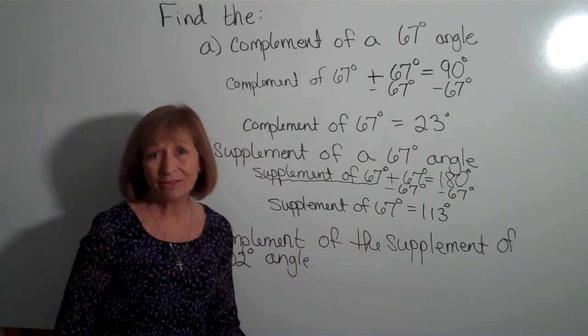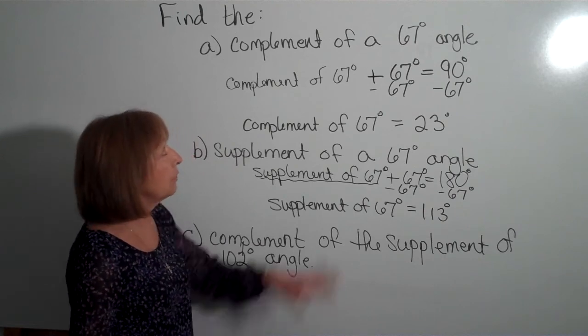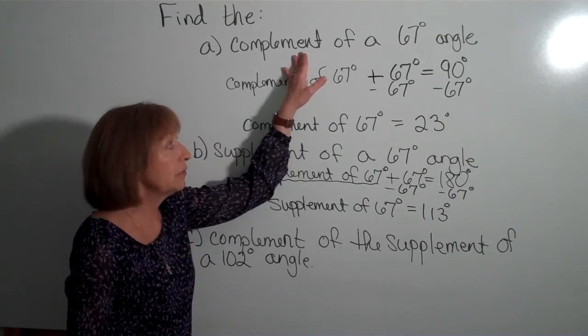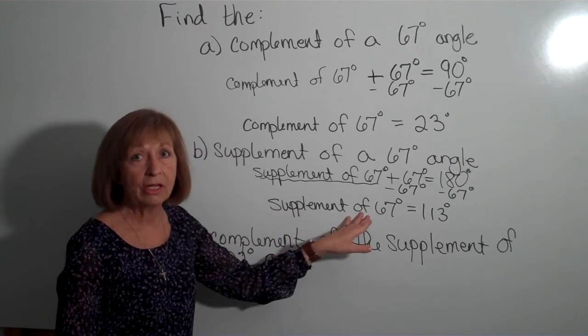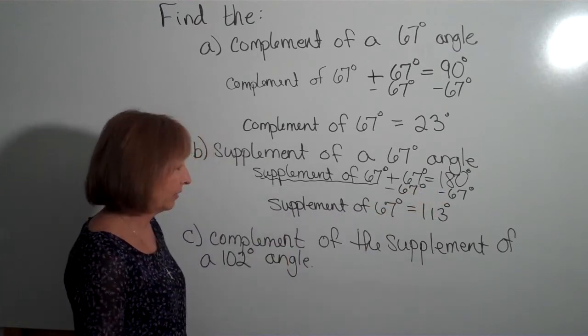So, a kind of quicker process would be, if you want the complement of an angle, you take 90 degrees minus that angle, and if you want the supplement of an angle, you take 180 degrees minus that angle.